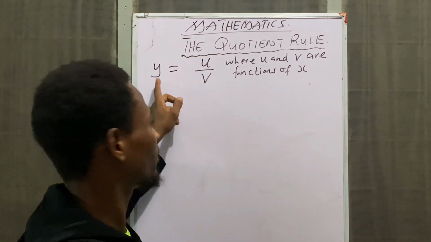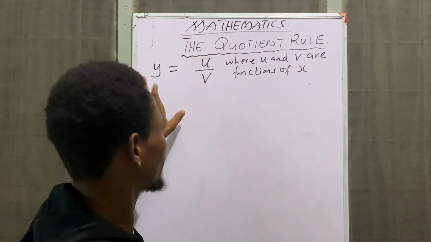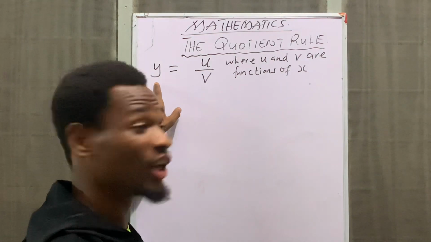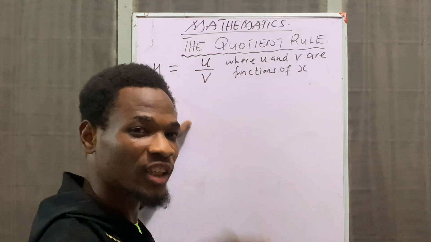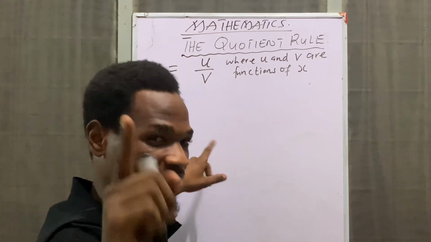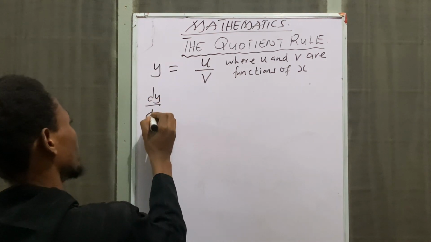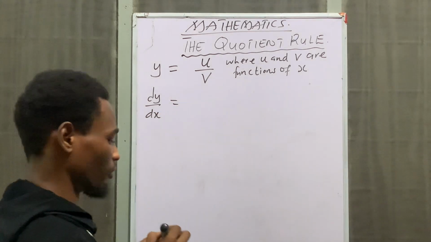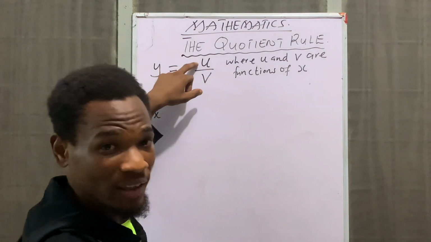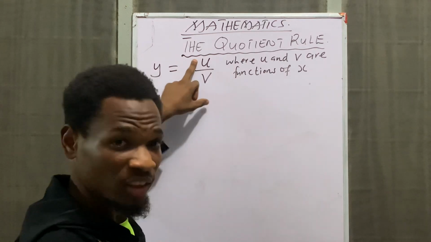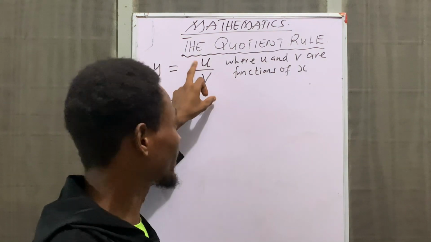When you have something like this, you can see the y here. When you differentiate y, what do you get? You're going to get dy/dx. So there will be dy/dx, which is equal to, the numerator part here is u. So this is the rule of the game.